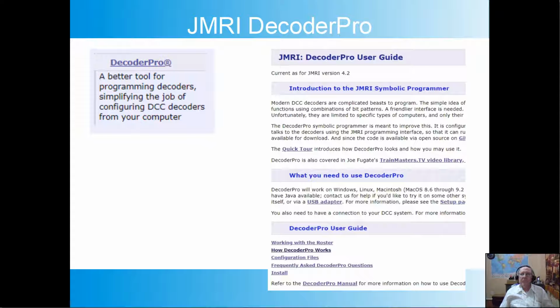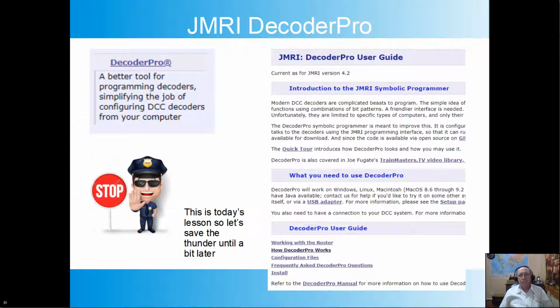You get an idea of the user's guide, what you need to use DecoderPro, and then down towards the bottom you get hyperlinks that will jump you up and down the page. So if you've read it a couple of times, you don't have to scroll the whole page. You can use the hyperlinks to jump directly to a subject within that page. But let's stop here because this is today's subject and we'll pick up more of it later.